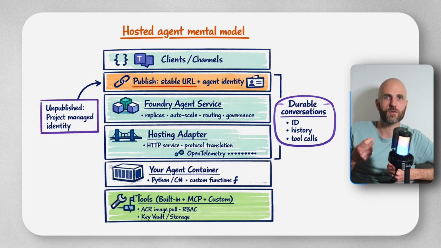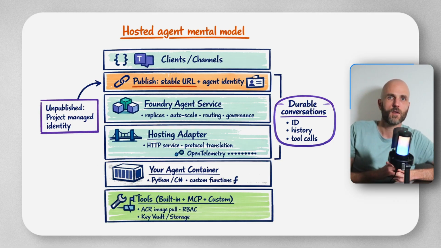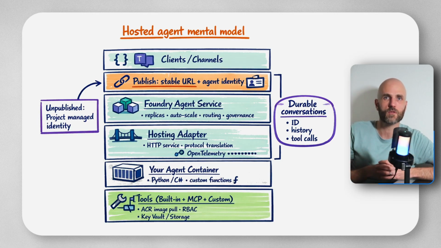The hosting adapter is a key bridge. It turns my framework agent into an HTTP service Foundry can deploy and observe, and I get OpenTelemetry, tools, and conversation state handled for me. And when I publish, I get a stable endpoint and a dedicated identity, but I must redo role-based access control because permissions don't transfer. That's it.